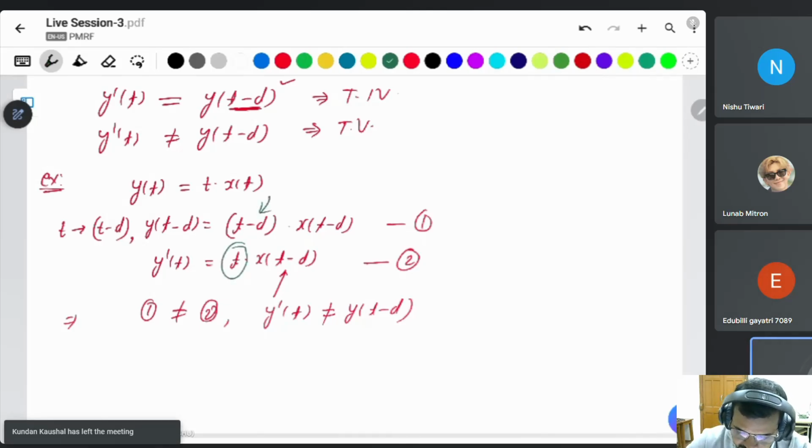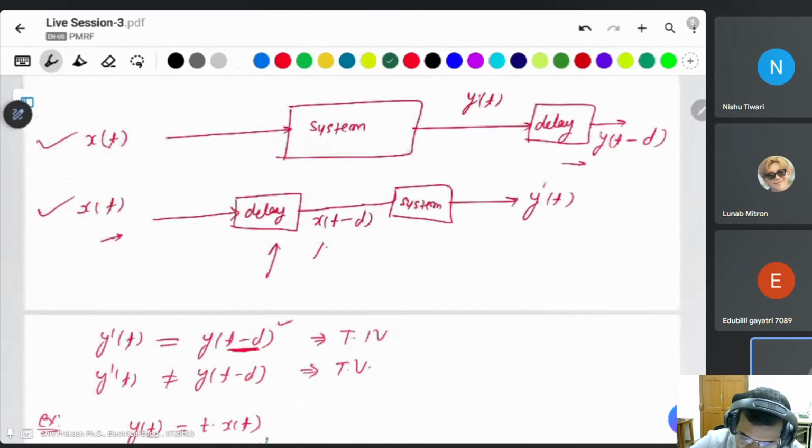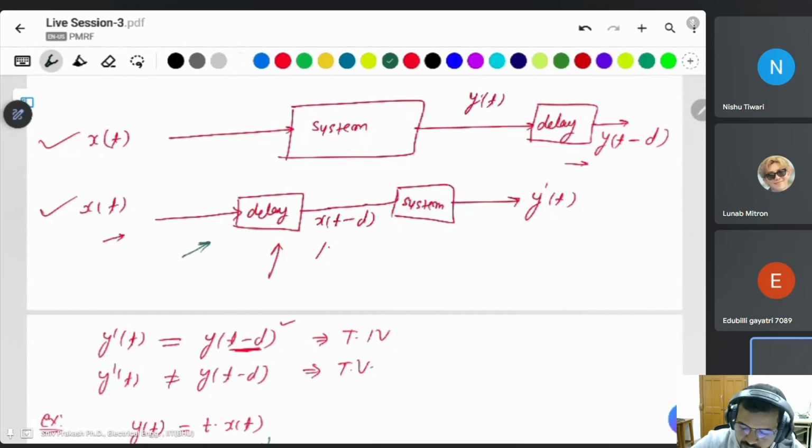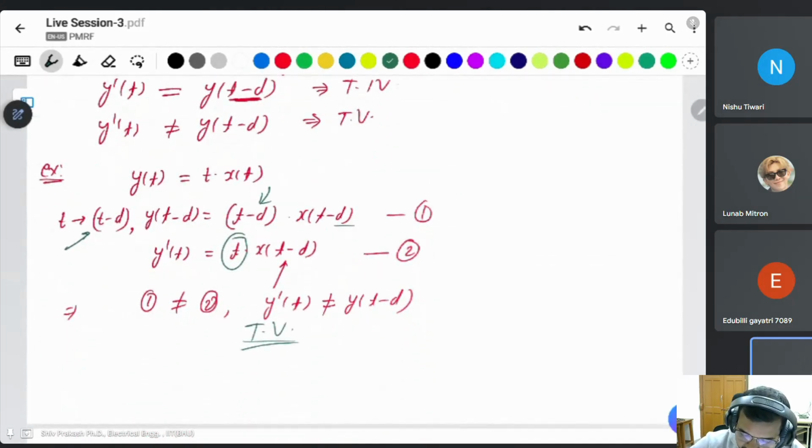In the first case, it is t minus d, where the delay is provided for all of the system, everything in time. That is the delayed output. The second one has the delay provided only in the input signal, and in that condition, this is y dash t. That's why the system is a time varying system. This system varies with respect to time because of this.